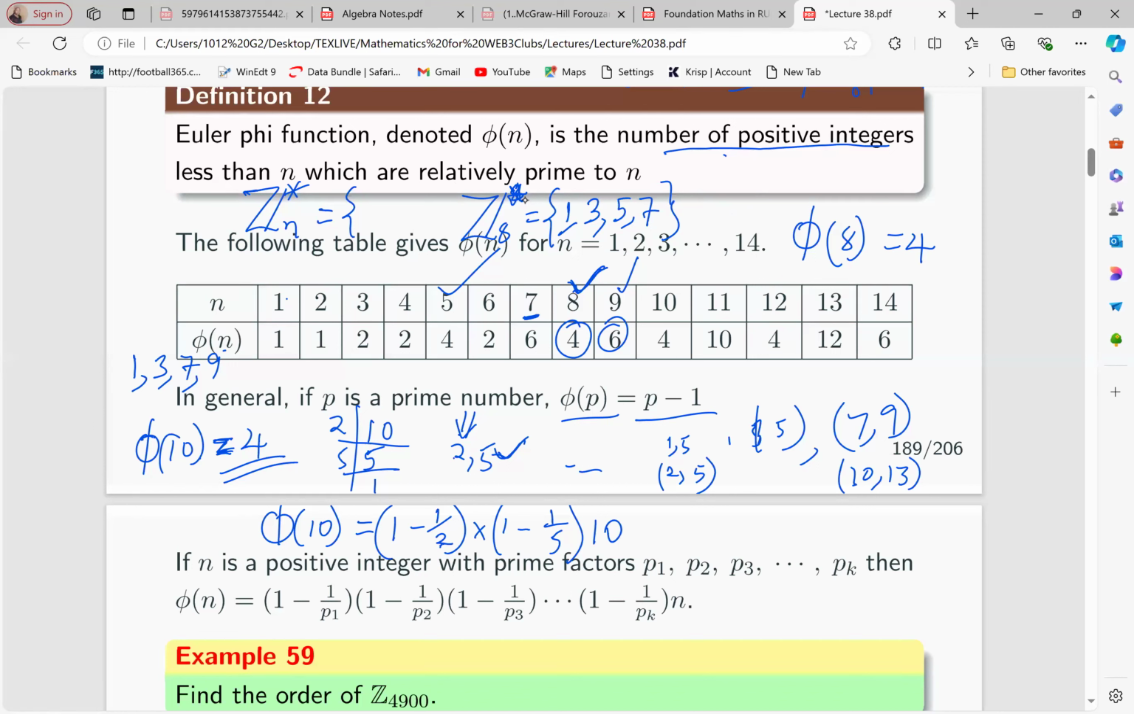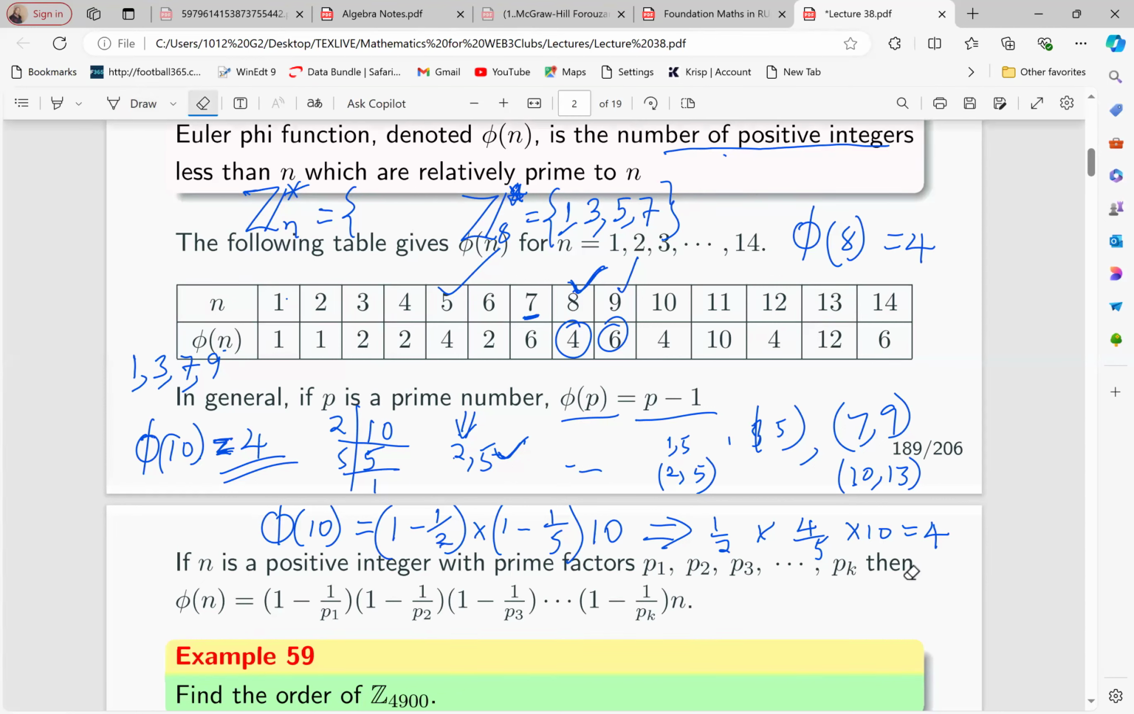It had only 2 factors, and that's why you're seeing the 2 factors here. So the first bracket is a half, the second bracket is 4 out of 5, and then there's a 10, and the answer is 4. The answer for that calculation is 4.